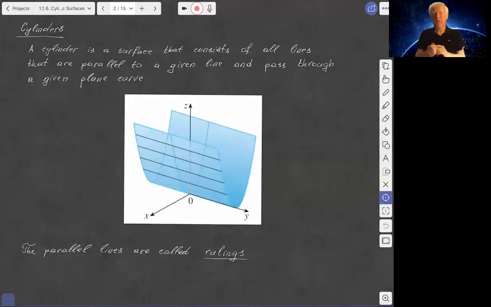Very roughly speaking, this could be understood as putting a curve onto railings and just pushing it back and forth. Whatever you get there is going to be your surface, or a cylinder. Let's consider an example.